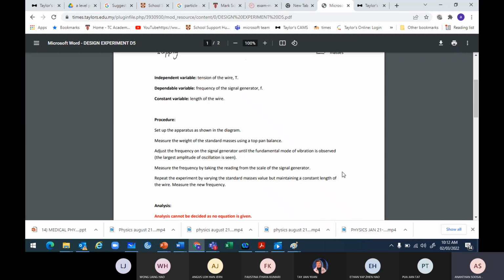So for procedure, always tell how to measure the dependent variable and what instrument, how to vary the independent variable, how to keep constant, and what to keep constant.